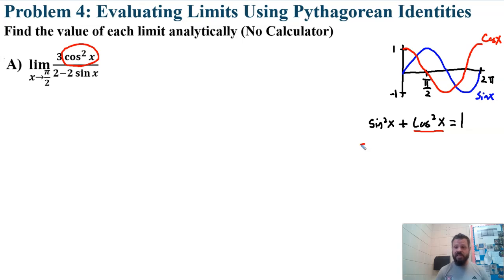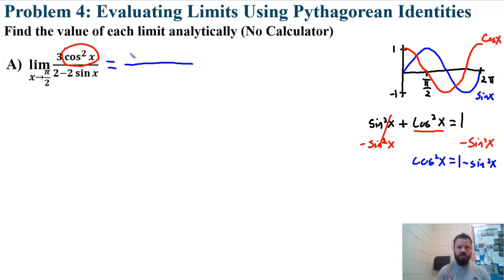Let's get cosine squared by itself. I'm going to subtract sine squared x from both sides. I'll cancel my sine squared out on the left, leaving me with just cosine squared x, which is what we're looking for, equals 1 minus sine squared x. Guess what I can do up top then is replace that cosine squared. We'll write it as 3 times parentheses 1 minus sine squared x.